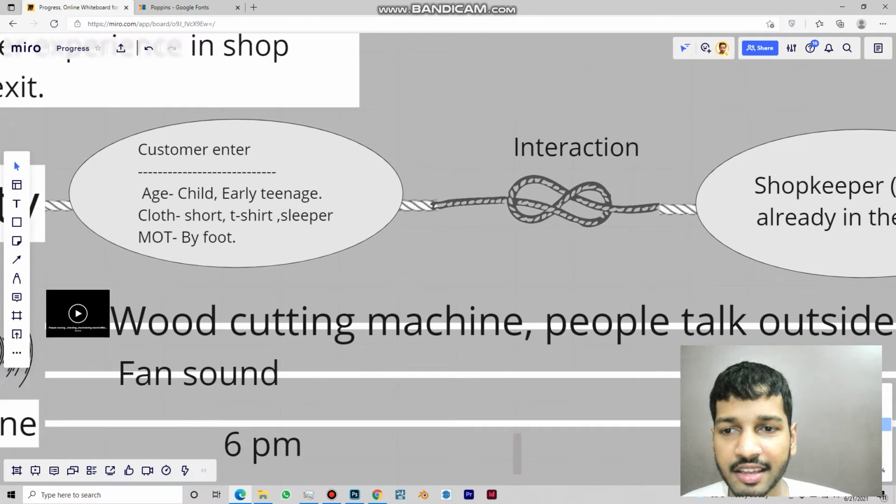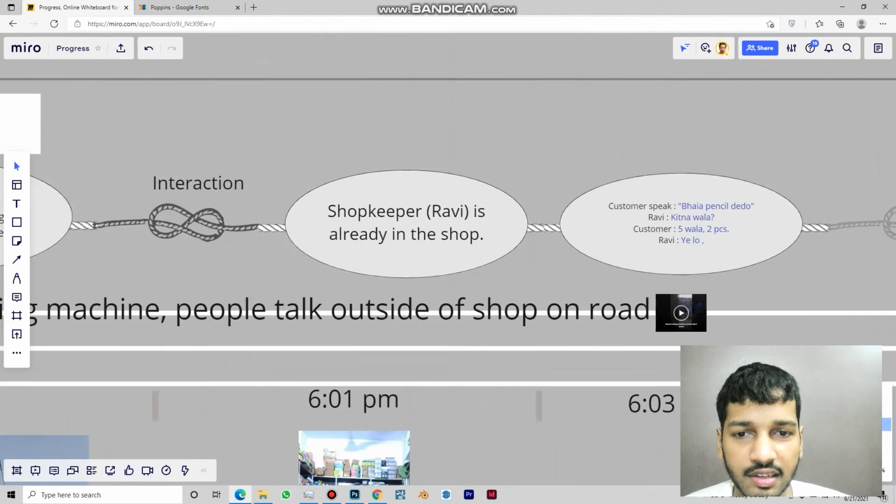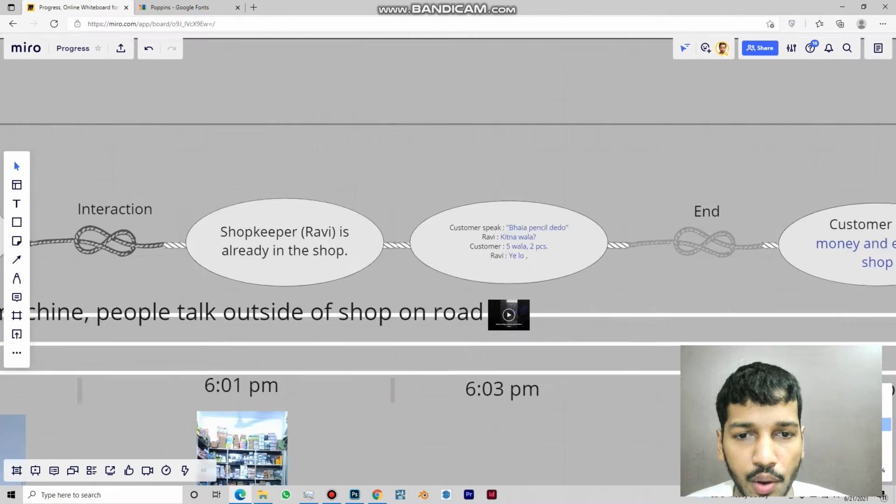Customer enters, age was this, clothing, and medium of transportation by foot. Shopkeeper Ravi was already in the shop.